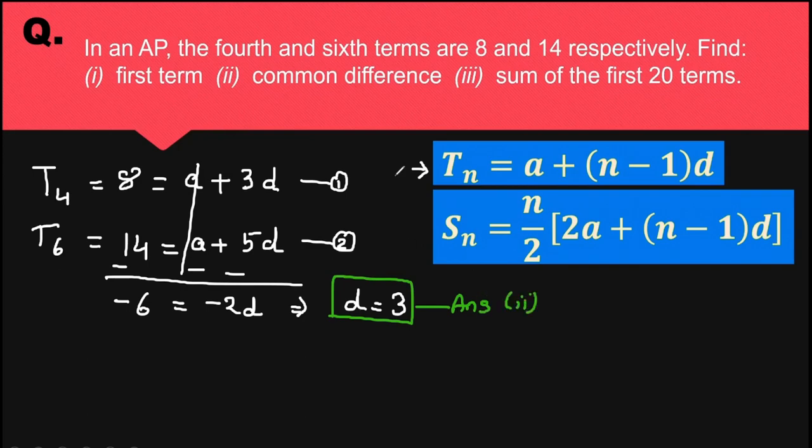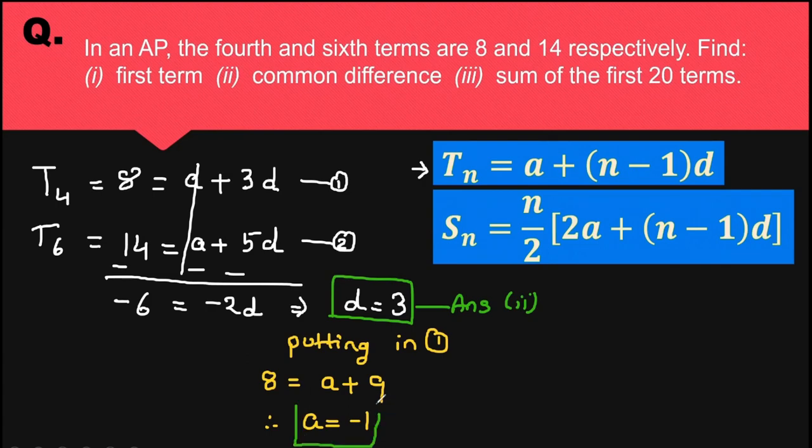Now putting this common difference in equation 1 or equation 2, we will find the value of the first term, that is a. So let us put in equation number 1. 8 equals a plus 3d, that is 3 threes are 9. That gives a equals negative 1. So this is our first required answer. Find the first term of the AP. So the first term of this AP is negative 1.